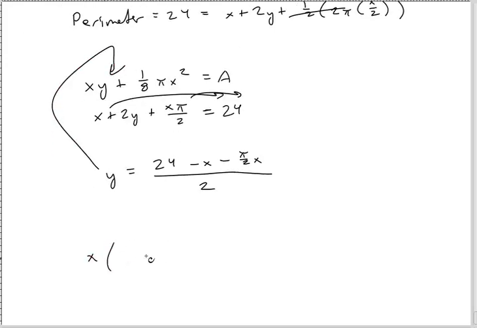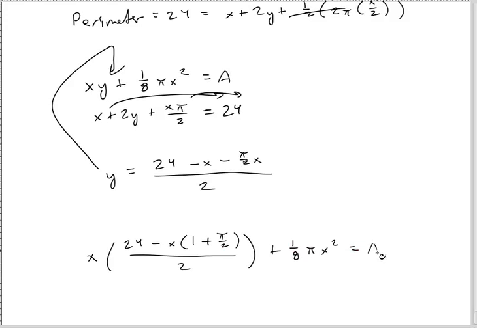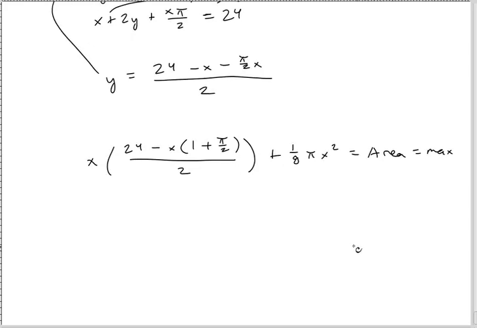And so x times, and this is interesting, what I'm going to do is factor out an x, leaving behind a 1 plus pi over 2. That's important because I pulled out a negative x, technically, all over 2. So that was my y, plus 1/8 pi x squared, and this is my area. This is my maximum. And so you know what you need to do? You need to set this derivative equals 0.